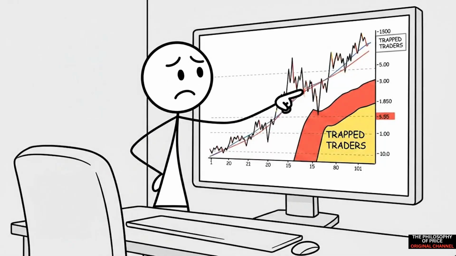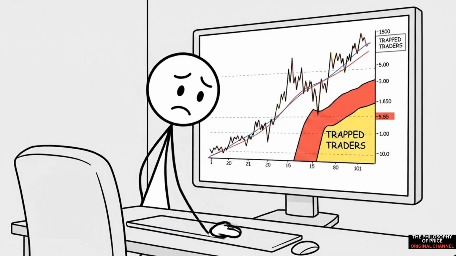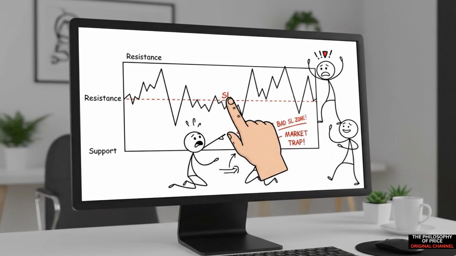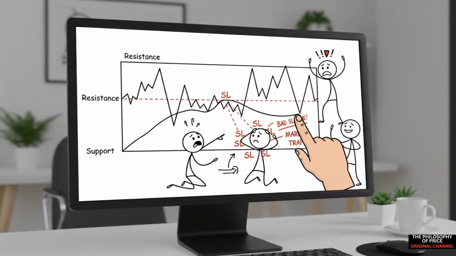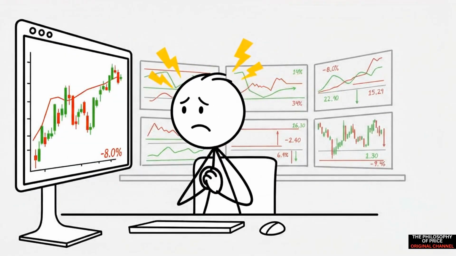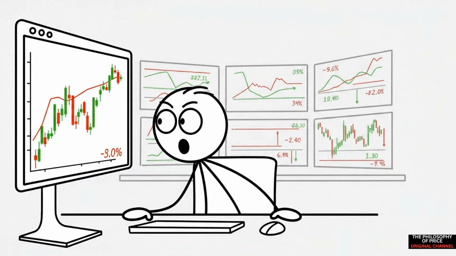Crucially, every single trader who entered on that breakout is now caught in a precarious position. Their protective stop-loss orders are now located inside the very structure they believed they had broken out of. When these stops inevitably trigger, a powerful domino effect begins to unfold across the market.